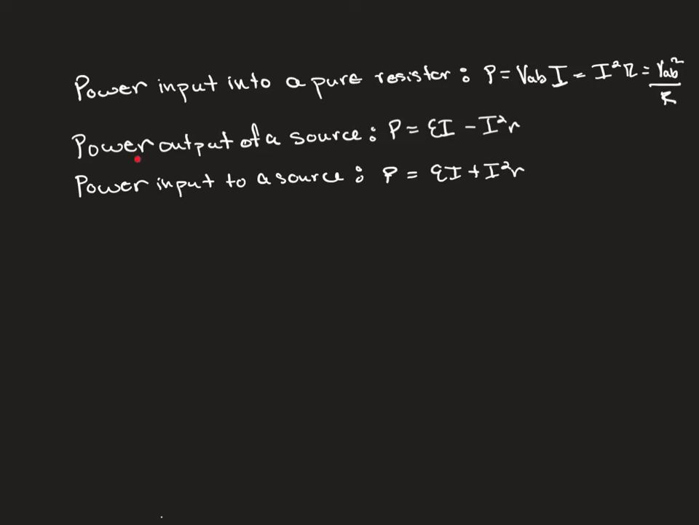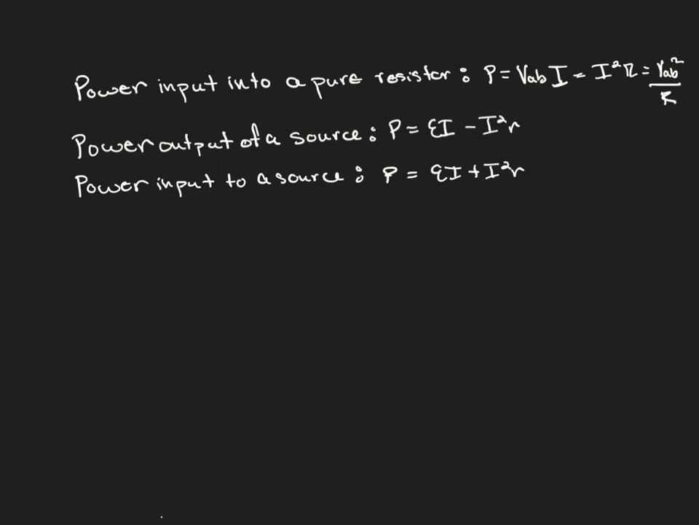So if we're looking at the power output of a source, that power is going to equal the EMF times the current, minus the power dissipated across the internal resistance of the source. So when we're looking for energy loss, so the rate at which energy is lost because of the internal resistance of the power supply, we're looking for this I squared little r term. So little r, remember, is internal resistance of the source. So this is the rate at which work is done on the charges. This is the rate at which energy is lost because of internal resistance.